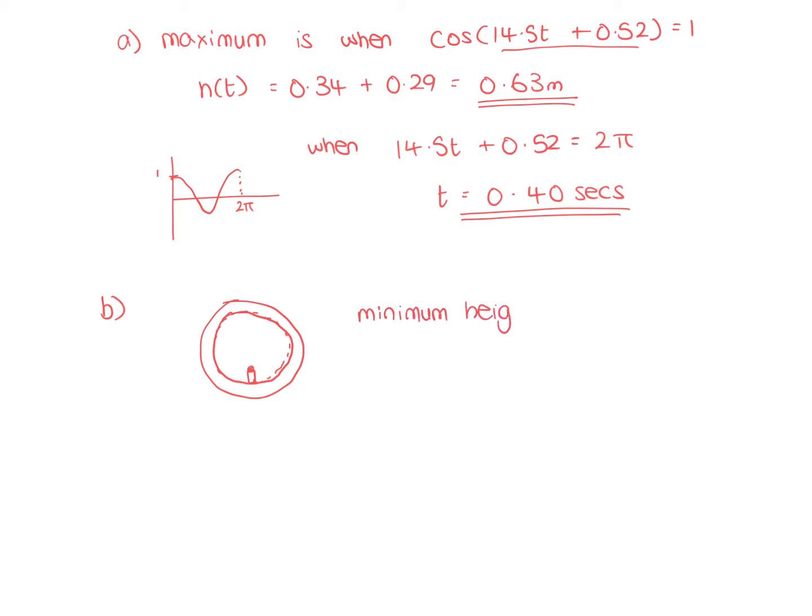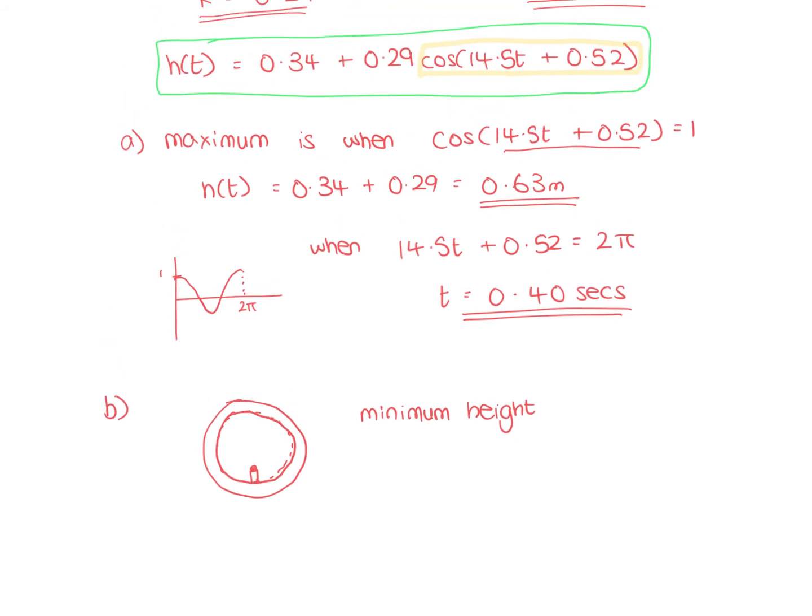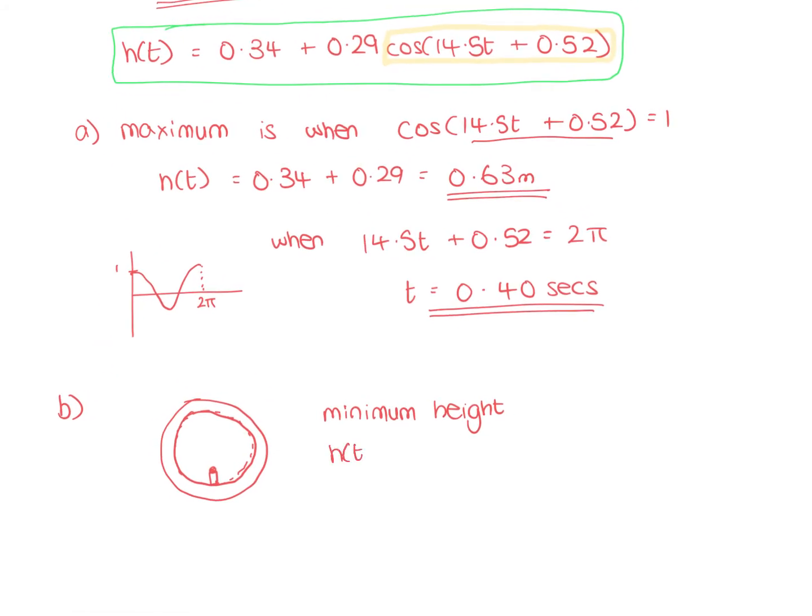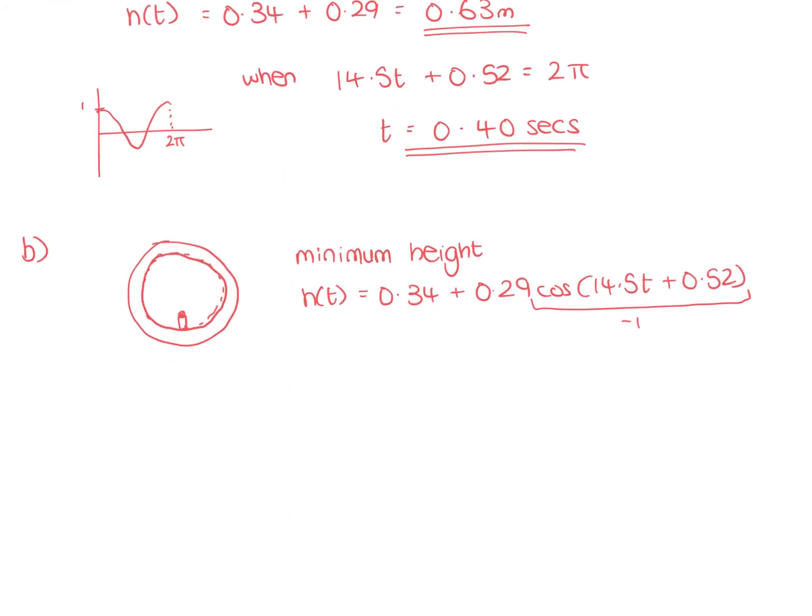And the minimum this is going to be, remember your function was this one. So if the height function is 0.34 plus 0.29 times cos of 14.5t plus 0.52. The minimum that this could ever take is minus 1. So all I want to know is, well, what is the minimum height? So the minimum height is going to be when that equals minus 1. So the minimum height is going to be 0.34 minus 0.29, which is 0.05 meters off the ground.